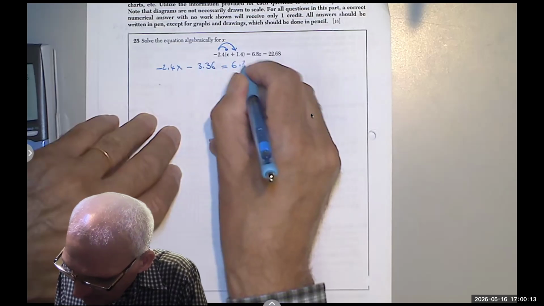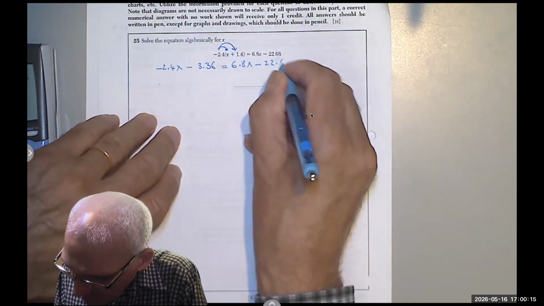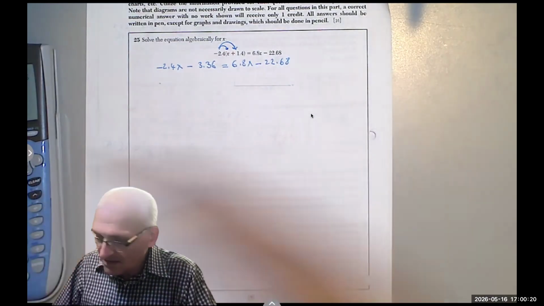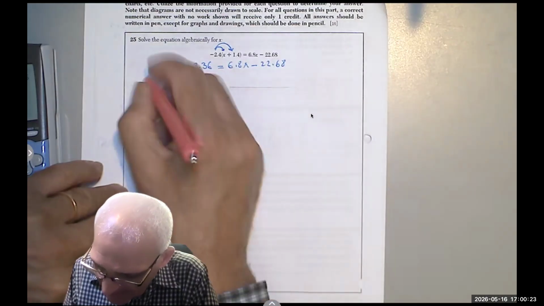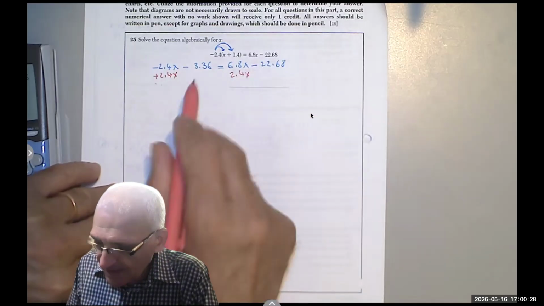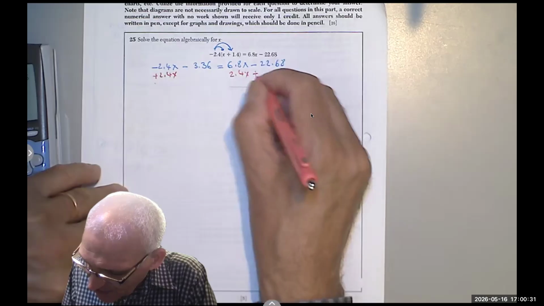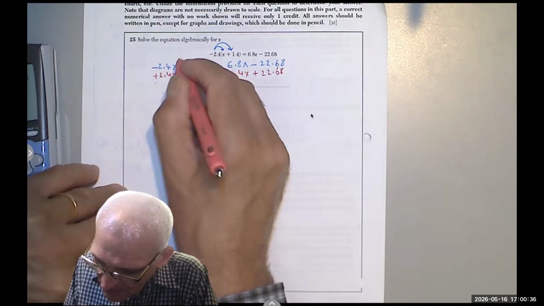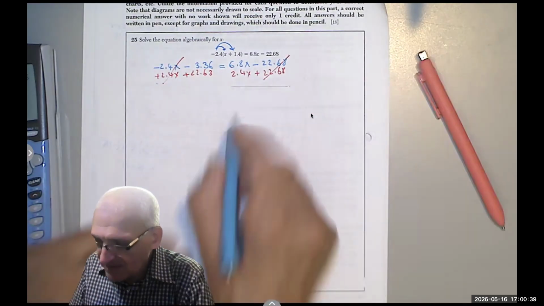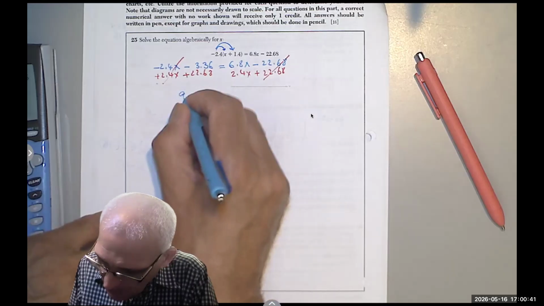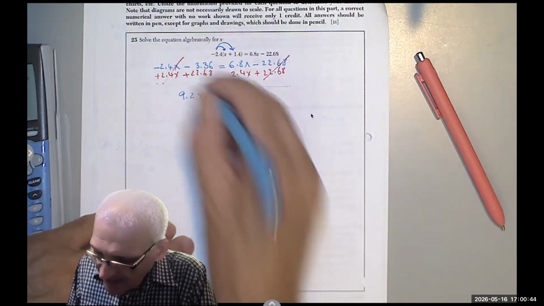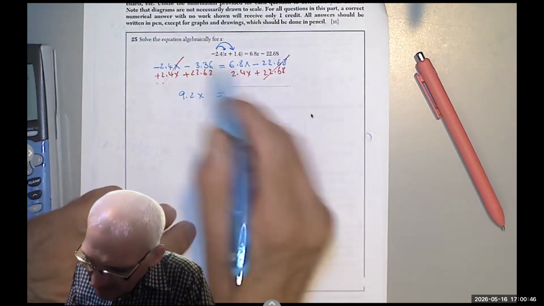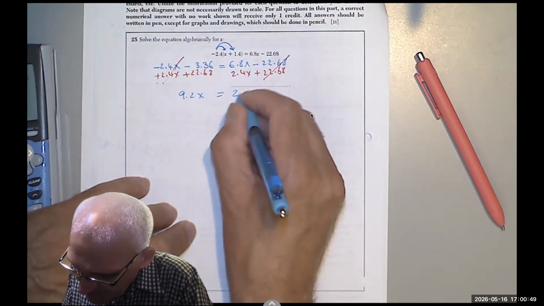It equals 6.8x minus 2.268. Since the positive x is on the right, maybe we move the x's to the right and the constants to the left. So for example, I can add 2.4x to both sides. And then if I want everything to the left, I'm going to add 2.268 to both sides. So these cancel and those cancel. And you get 6.8 plus 2.4 is 9.2x equals, and then when you add these, you will get 2.604.